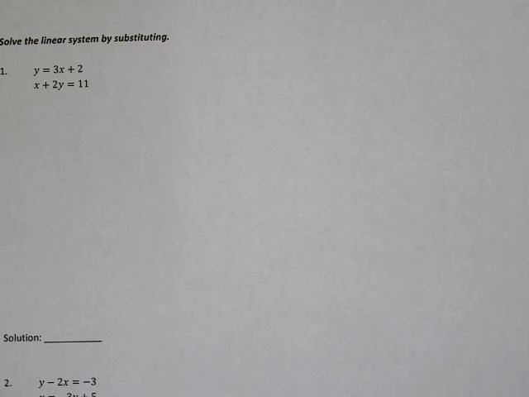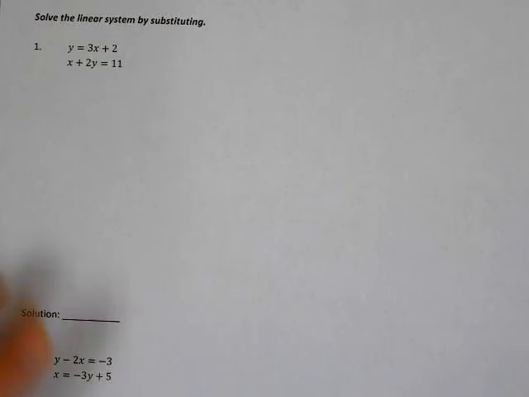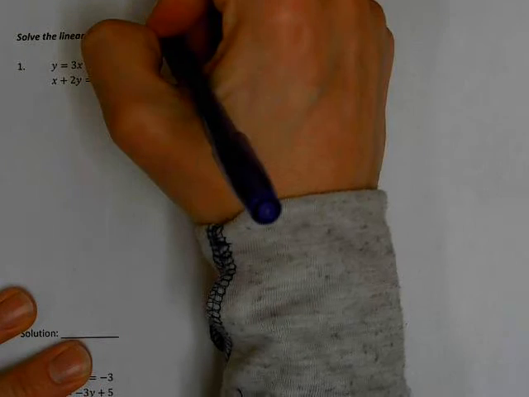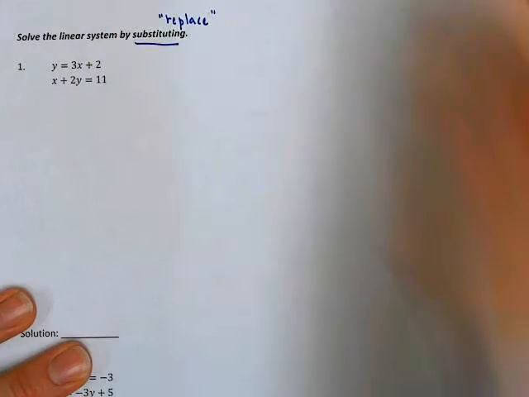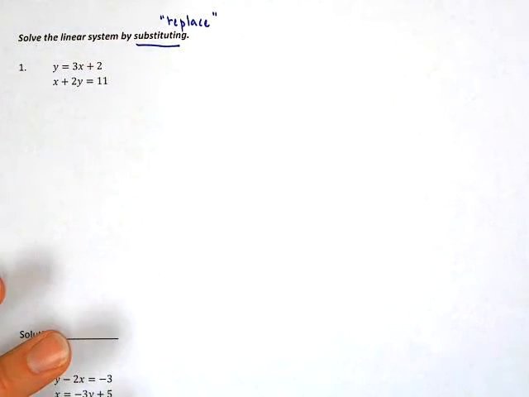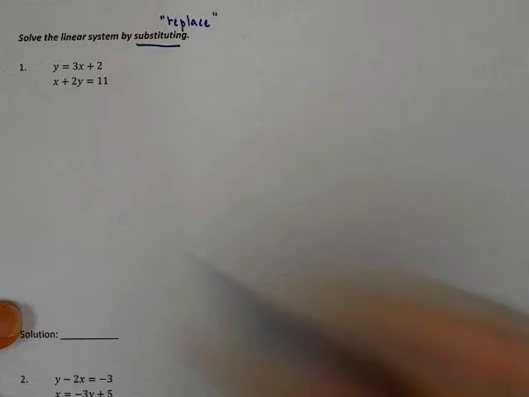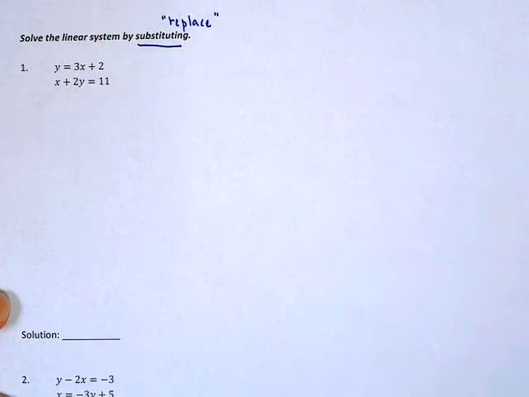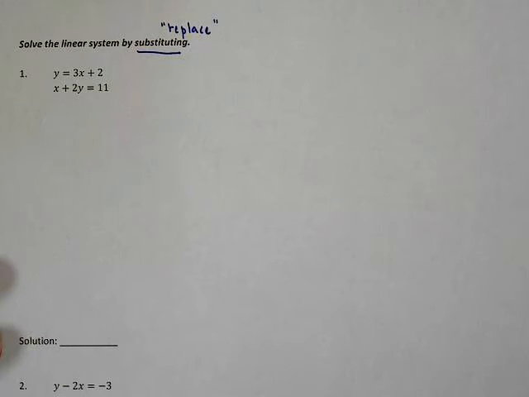So we're using substitution. It says solve the linear system by substituting. And remember, when we see substituting, we're thinking replace. So if we think back to our steps, the first step was to get one variable by itself. And the nice thing here is that's already been done. I have y equals 3x plus 2, so I already have a variable by itself. So I don't need to do any work in that step.